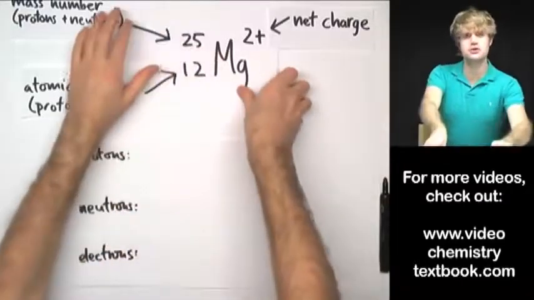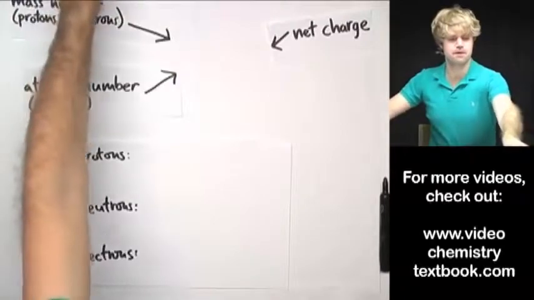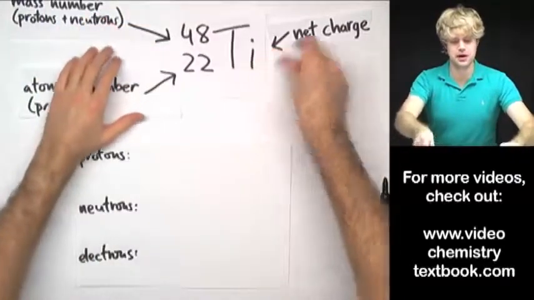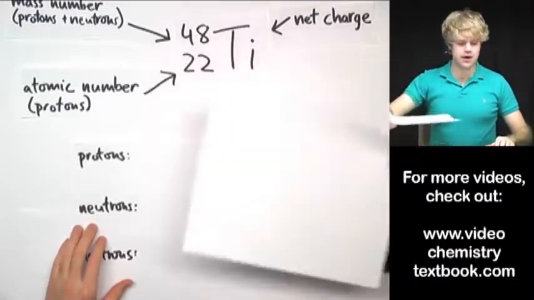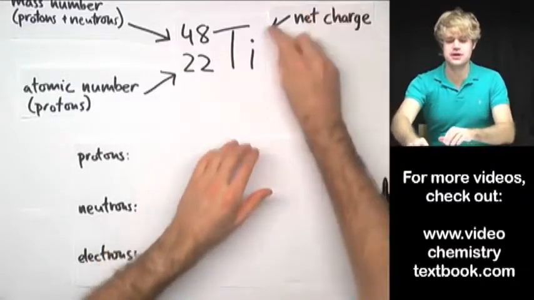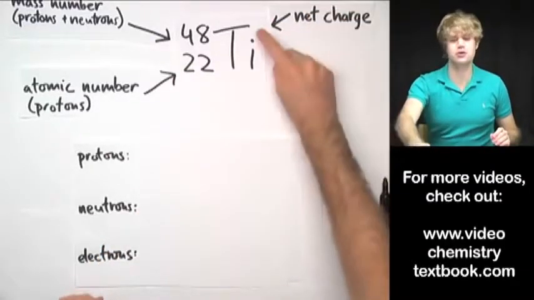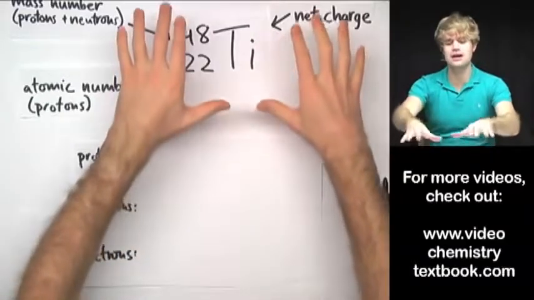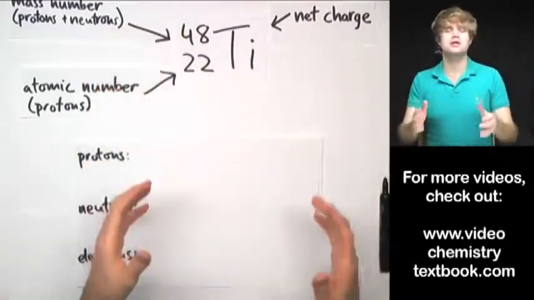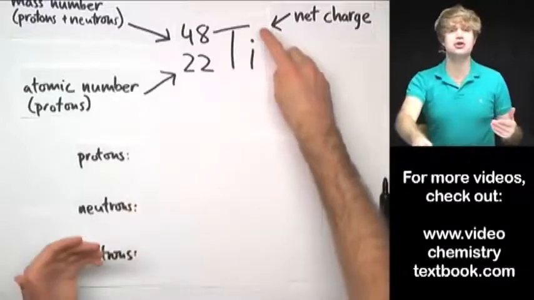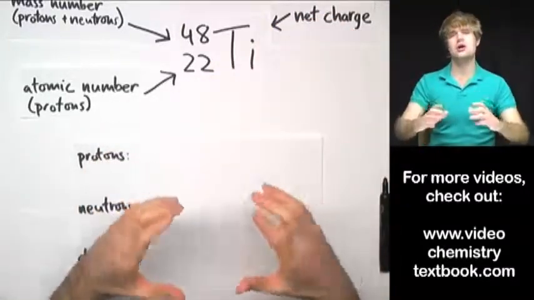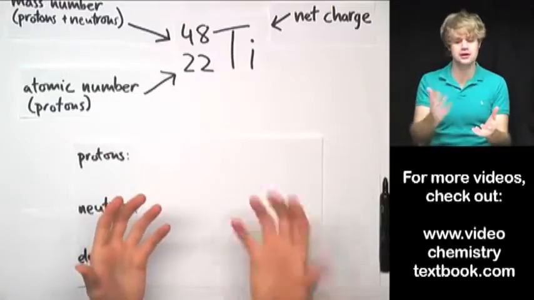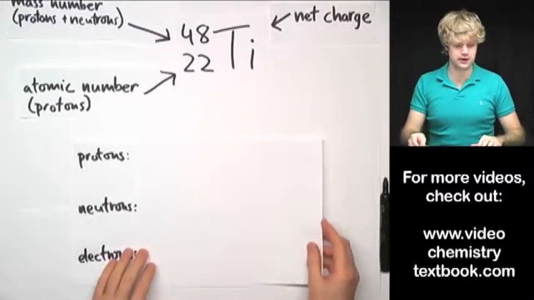Let's do another example here. Let's swap in titanium. Now you'll see something right away about titanium, and that's that titanium doesn't have a net charge written here. If you see an atom written in isotope notation, and it doesn't have a net charge written up here, that means the net charge is 0. The protons and electrons balance perfectly.